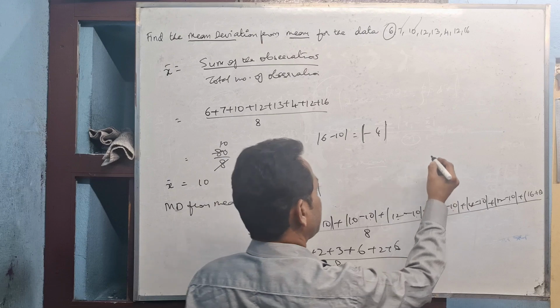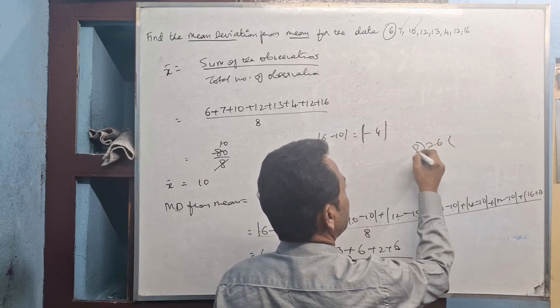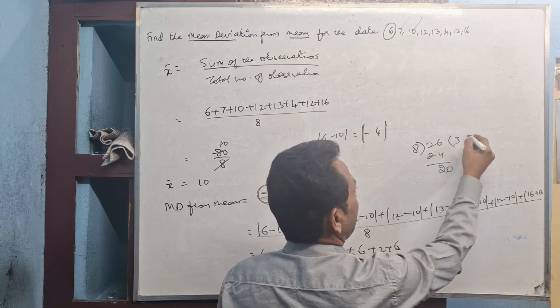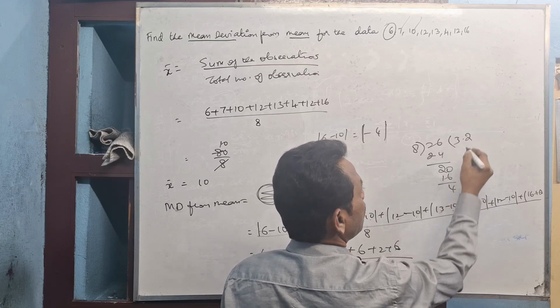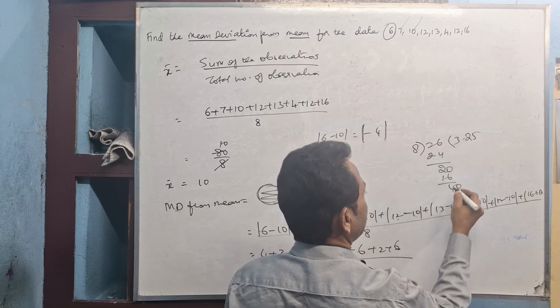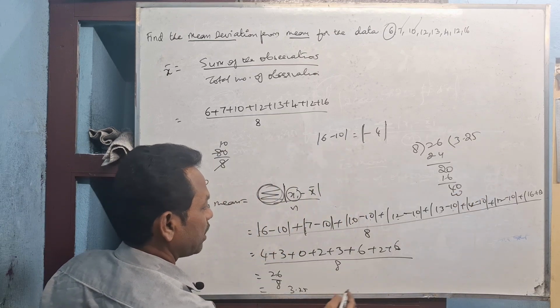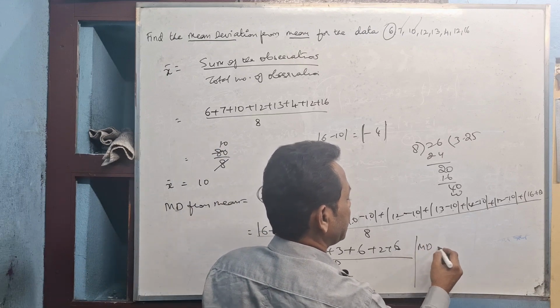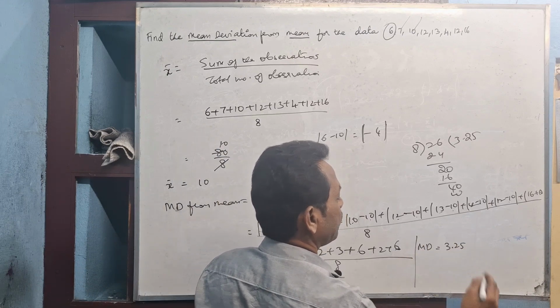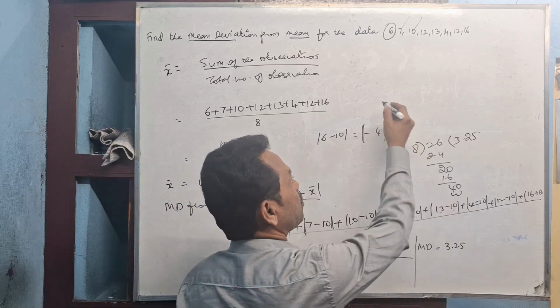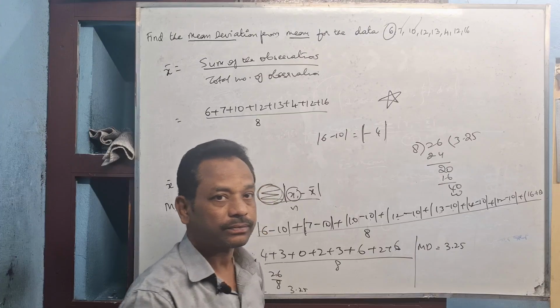So let us divide 26 by 8. 8 3s are 24. So we get 3 here, then 0.0. 8 2s are 16, remainder 4. So we'll take 0 there, 8 5s are 40. So it equals 3.25. Therefore, our mean deviation equals 3.25. Bachcho, this question is a most repeated question. Just practice well to score 2 marks.